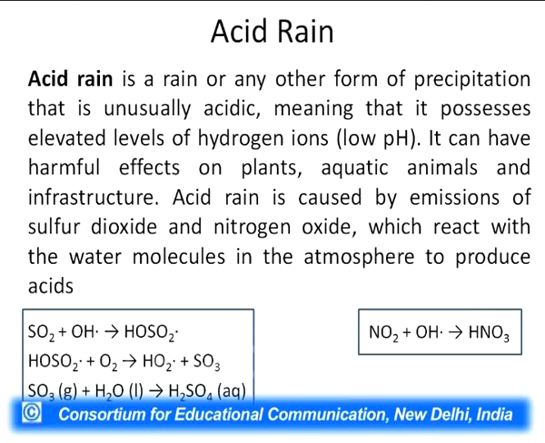Acid rain is caused by emission of sulfur dioxide and nitrogen dioxide, which react with the water molecules in the atmosphere to produce acid. Both the reactions of sulfur dioxide and nitrogen dioxide are given at the bottom. Here you can see the sulfur dioxide reacts with the OH radical to form HOSO2 radical, and this HOSO2 radical in turn combines with the oxygen molecule to form HO2 radical and sulfur trioxide. This sulfur trioxide, which is in the gaseous form, reacts with the water and forms H2SO4, or acid in aqueous solution. Similarly, nitrogen dioxide reacts with the OH radical to form HNO3.